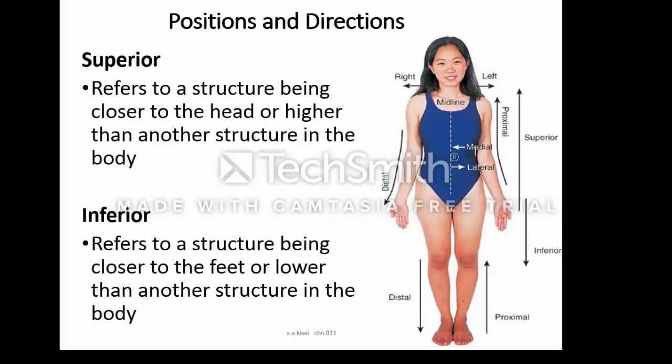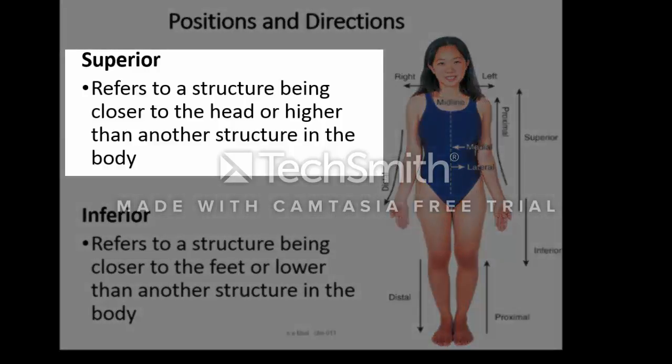Now, two terms that we would want to start with are superior and inferior. We often describe these directional terms in relation with other body structures. Now, when we are describing structures in anatomy, these are the terms that we use. The first one we would want to consider is superior. Superior refers to structures that are closer to the head or higher than another structure in the body.